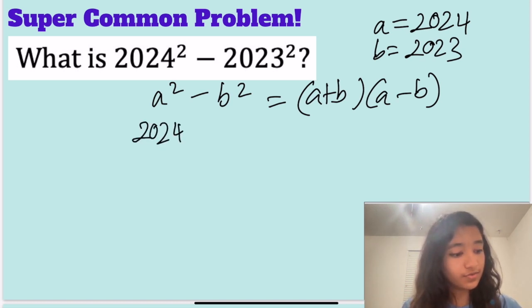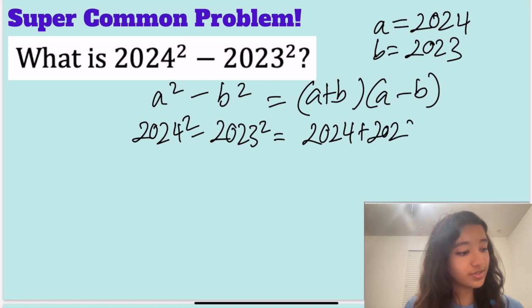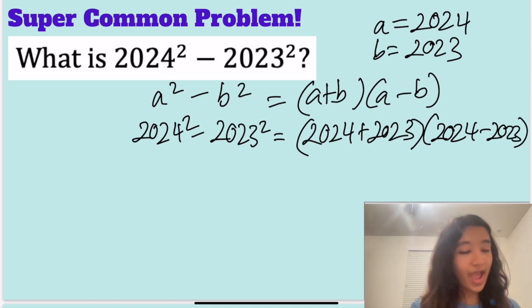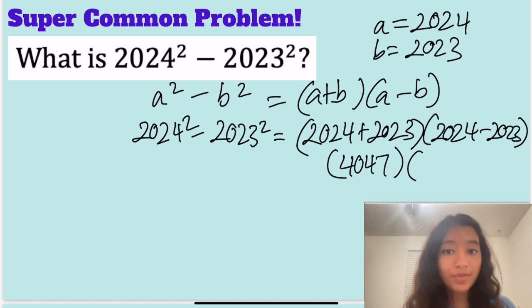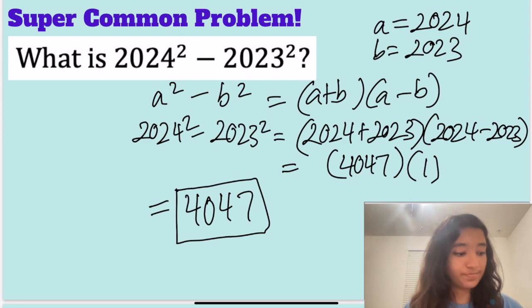So 2024 squared minus 2023 squared is equal to 2024 plus 2023 times 2024 minus 2023. We can just add 2024 and 2023 to get 4,047, and then 2024 minus 2023 is just 1, because those are 1 apart. So 4,047 times 1 is just 4,047, and that's the answer to this problem.